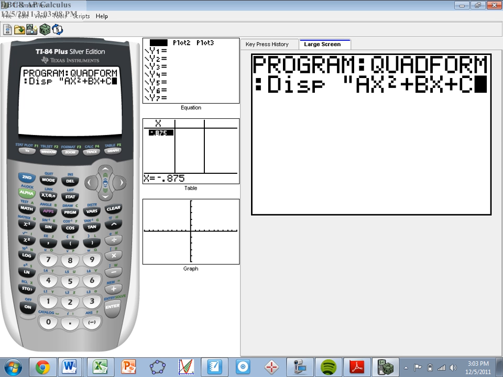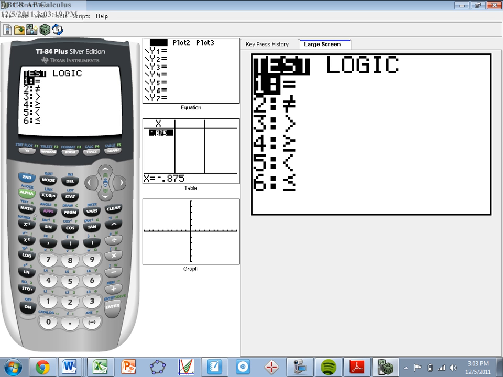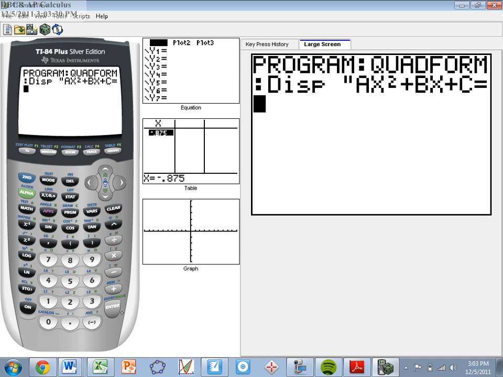At this point, I want an equal sign here. To bring up an equal sign, see this math key? Above math, you see test. Press second, and then press math. That's where all of your inequality and equality symbols are: equal to, not equal to, greater than or equal to, less than or equal to. I want the equal sign, so press enter. And then press the number 0 and end with quotations.